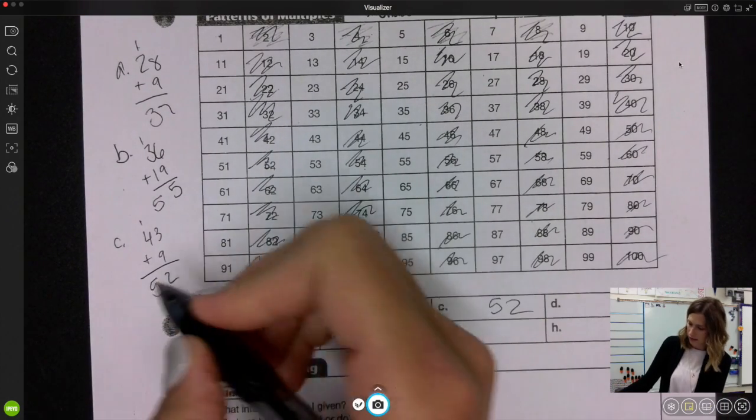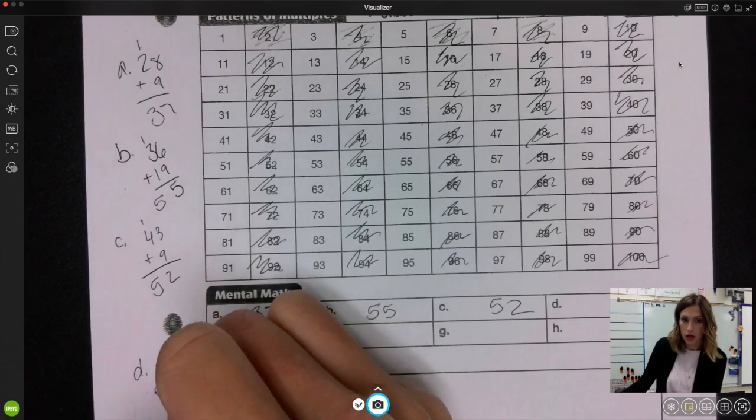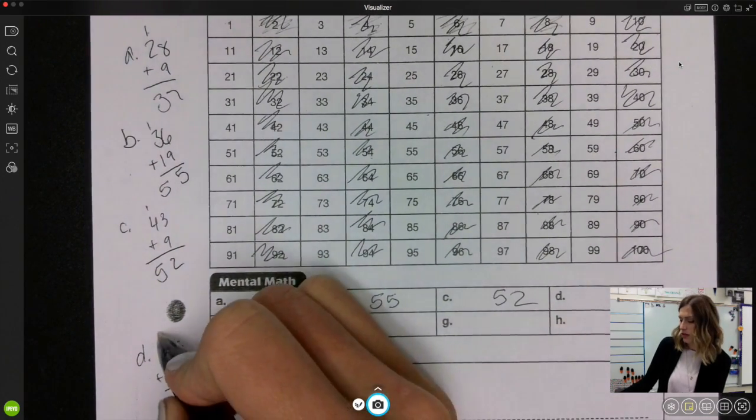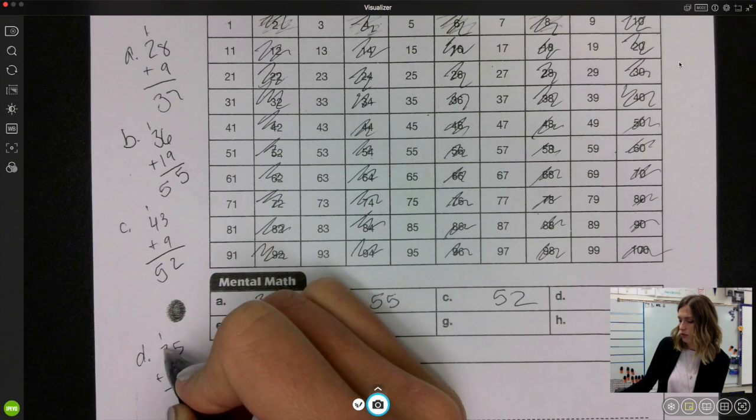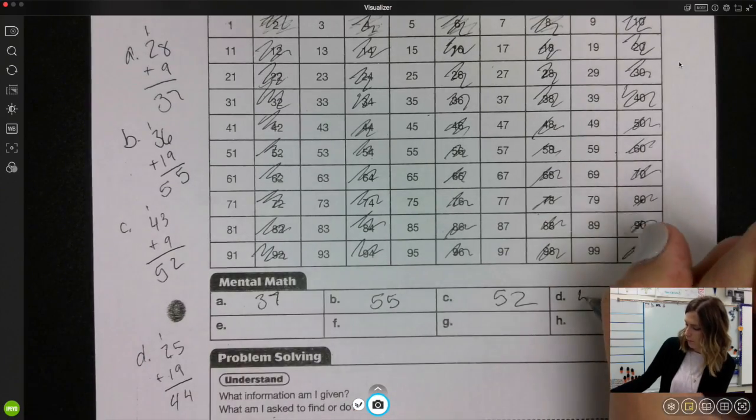D, 25 plus 19. 5 plus 9 is 14, so 1 goes up, 4 comes down. 1 plus 1 is 2. Sorry, 1 plus 2 is 3. Plus 1 more is 4, so we get 44.